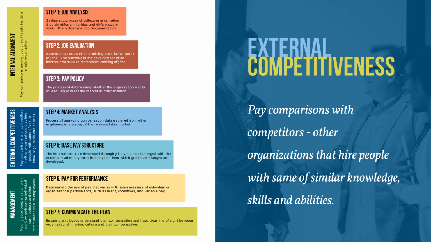Building a compensation plan is a simple 7-step process that will ensure your compensation is internally aligned, externally competitive, and well managed. External competitiveness is the second functional area of building a compensation plan and refers to the pay comparisons with our competitors, other organizations that hire people with the same or similar knowledge, skills, and abilities. External competitiveness requires us to complete market analysis, which we then use to create our base pay structure.